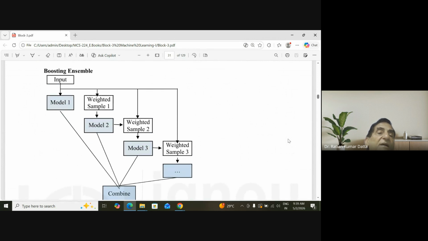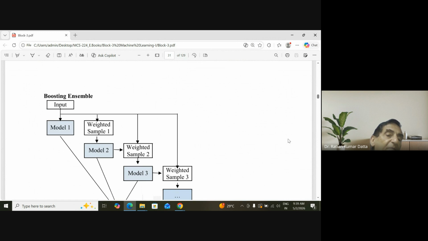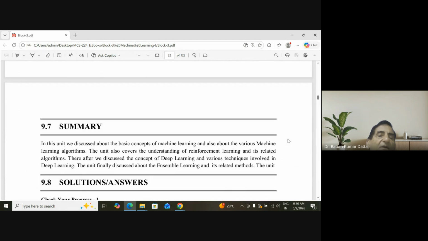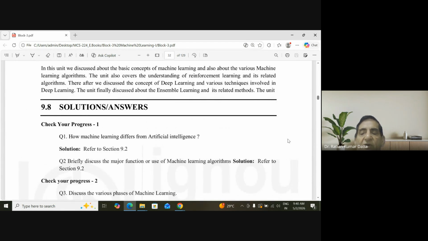This is again a boosting ensemble. Input, model 1, then model 2, model 3, model 4, and so on, model N, and combined output. Here you are using a large number of models together so that you combine the results. Weighted sample: you give weight based on accuracy. Which gives much more accurate results, gives higher weight; which is less accurate, gets less weight, and so on, so that you can have weighted samples. So that completes Unit 9.